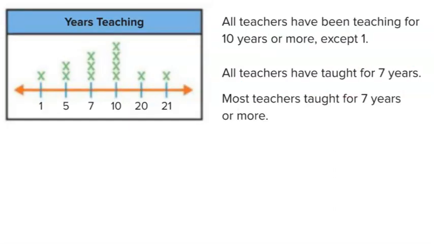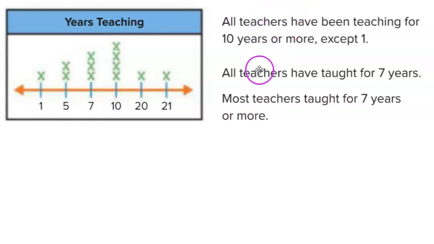Last one. All teachers have been teaching for 10 years or more except one. Is that true? Looking at this line plot. All teachers have taught for 7 years, or most teachers taught for 7 years or more. So let's start with this first one. All teachers have been teaching for 10 years or more. Well, here's 10 years, and I see people that have been teaching for 7 years, 5 years, or 1 year. So that one's not true.